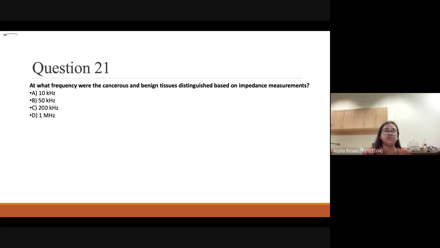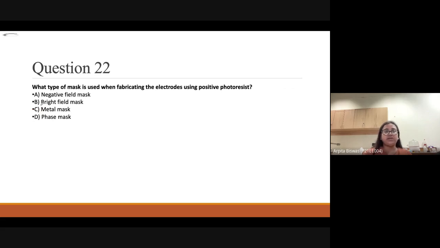So the right option is 200 kilohertz. Next question is 22. What type of mask is used when fabricating the electrodes using the positive photoresist? First option is negative field mask, second option is bright field mask, third option is the metal mask, fourth option is the phase mask.